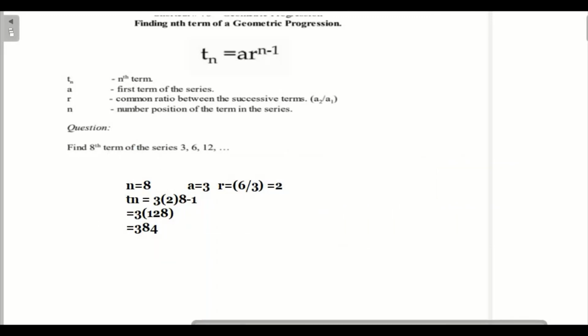So this is geometric progression. Here we have to find the eighth term in the series. We have given the a value, n value, and we have to find the ratio by dividing the first and the next term. So you have to substitute in the value. Here we got the value. We'll move to the next sum. So sum of the nth term of the series. We have to find the sum of the nth term of the series.